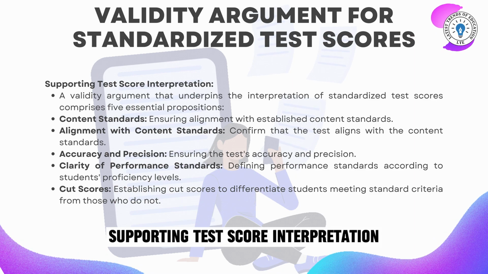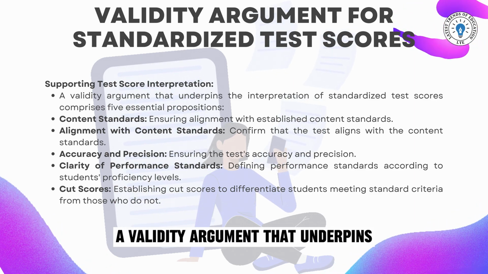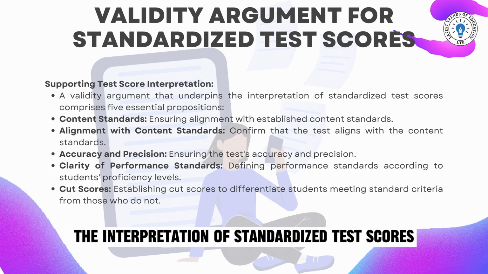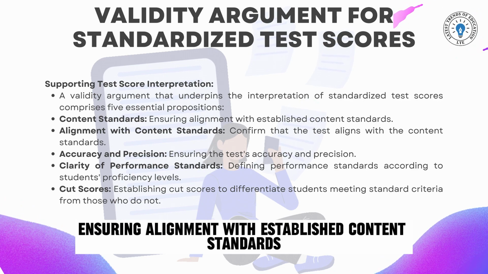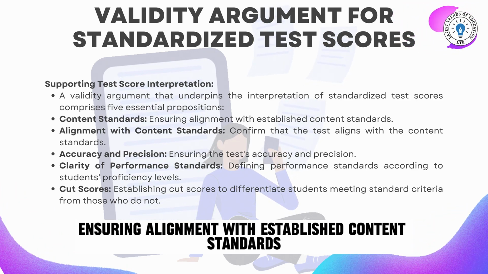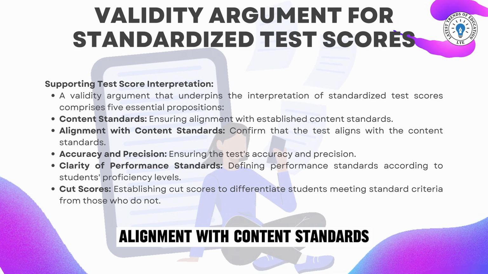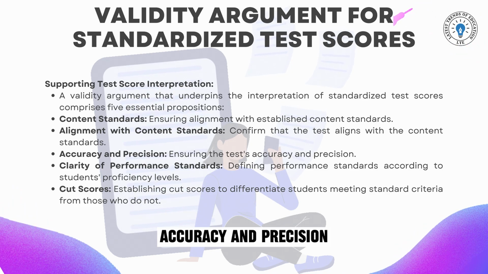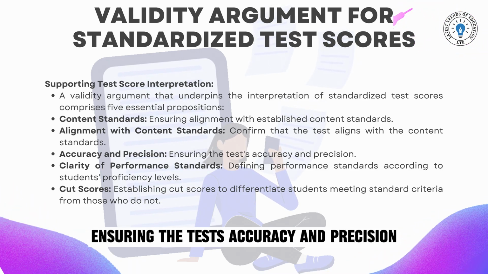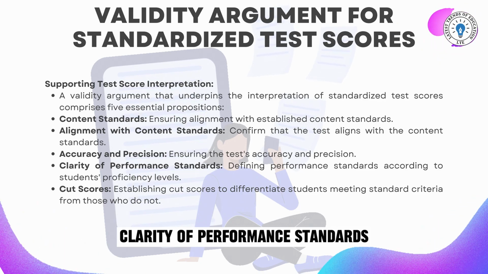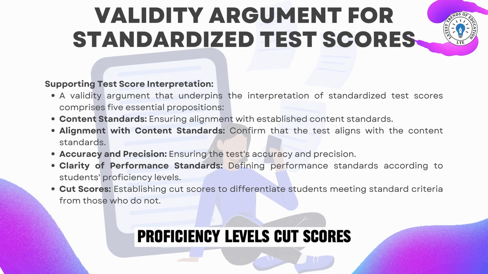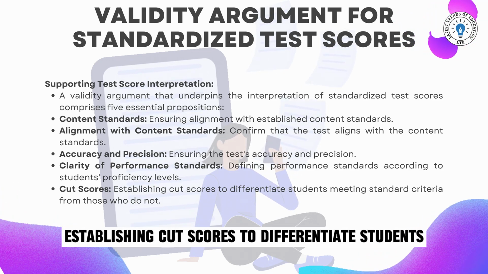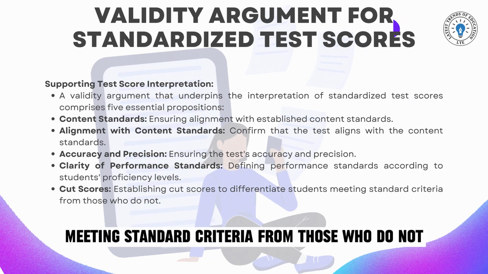Validity argument for standardized test scores. Supporting test score interpretation: a validity argument that underpins the interpretation of standardized test scores comprises 5 essential propositions. Content standards: ensuring alignment with established content standards. Alignment with content standards: confirming that the test aligns with the content standards. Accuracy and precision: ensuring the test's accuracy and precision. Clarity of performance standards: defining performance standards according to students' proficiency levels. Cut scores: establishing cut scores to differentiate students meeting standard criteria from those who do not.